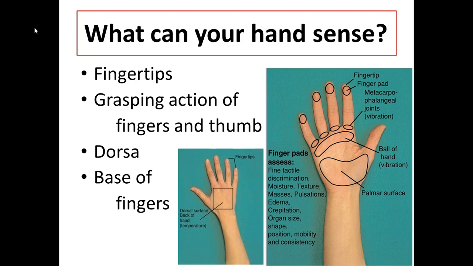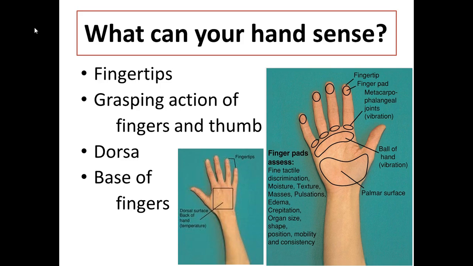The dorsa, which is the back of the hands and the fingers, we use to help us identify temperature. The skin is actually thinner here, so you can feel variations in temperature. You can't wear gloves and feel temperature, so gloves would have to come off and you'd use the back of your hand to feel for temperature. And then the base of your fingers are best for vibration.